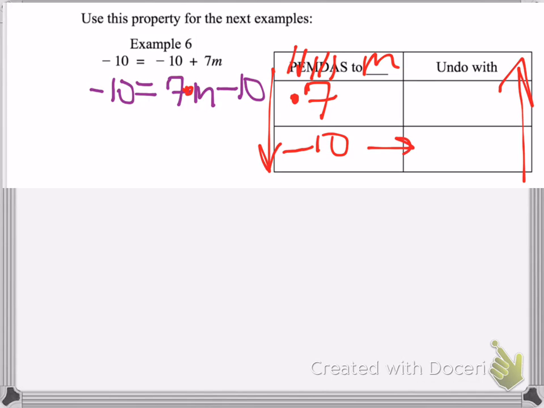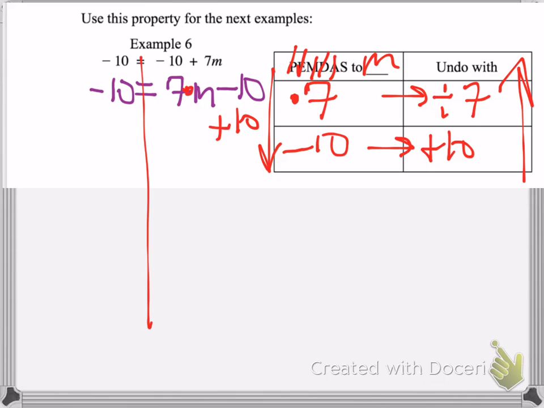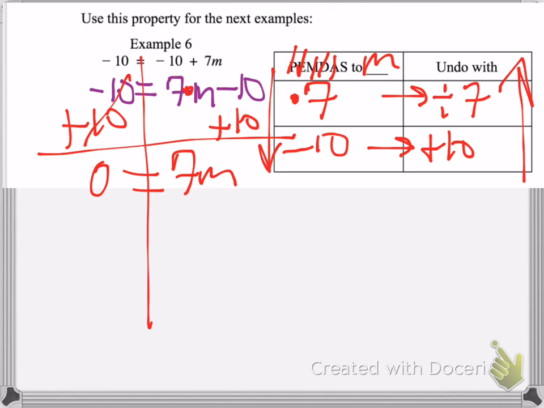So instead of minus 10, I'm going to do plus 10. Instead of times 7, I'm going to do divided by 7. Now, plus 10 on this side, plus 10 on this side. I do it to both sides of my equal sign every single time. Negative 10 plus 10 is 0, and we're left with 7m. Negative 10 plus 10 is also 0, and I don't need to write it.